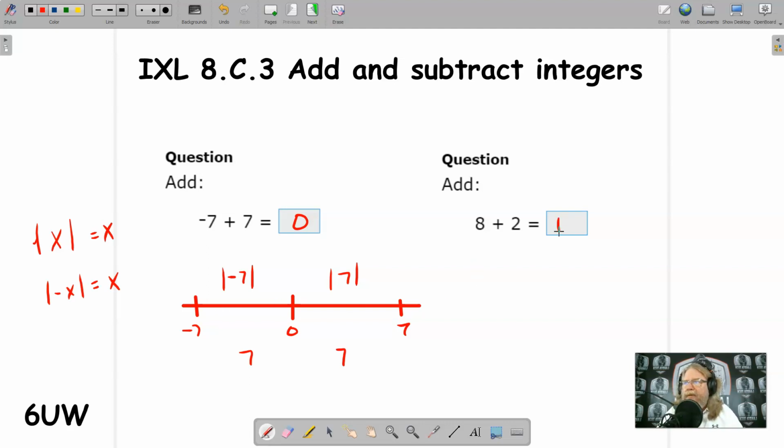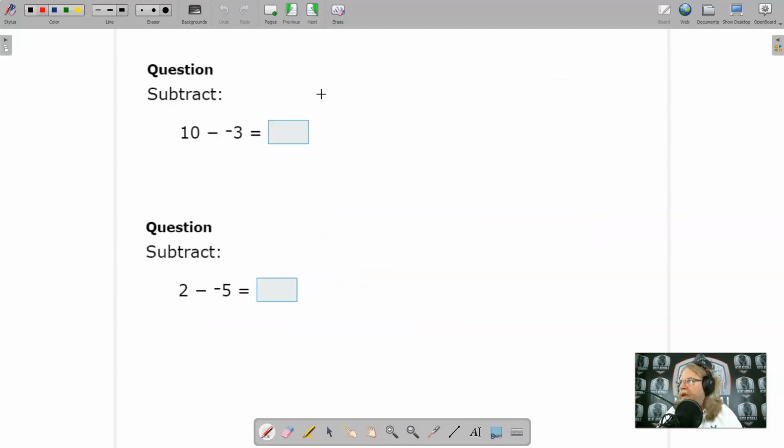Next, 8 plus 2, well, that's 10. Positive plus positive, it's just going to get more positive. Here we have 10 minus negative 3. So here's something that I want to point out. Let's do something a little bit easier. Let's do 7 minus 5. You're like, oh, I know that. That's 2, right?